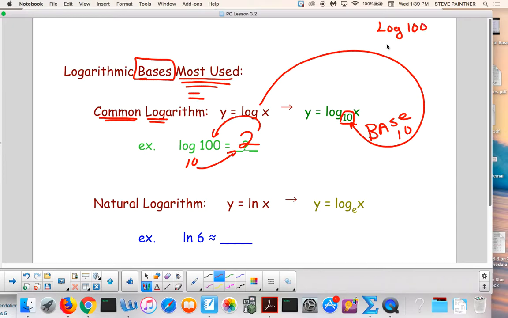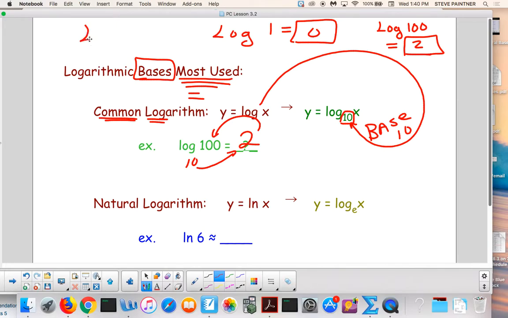And you already know the answer, but I just want to make sure you get it. What are you getting? 2. You're getting 2. Okay, do it again. Do log of, let's just do log of 1. 0? Okay, does that even make sense to you? Why? 10. Yeah, 10 to the 0 is 1.